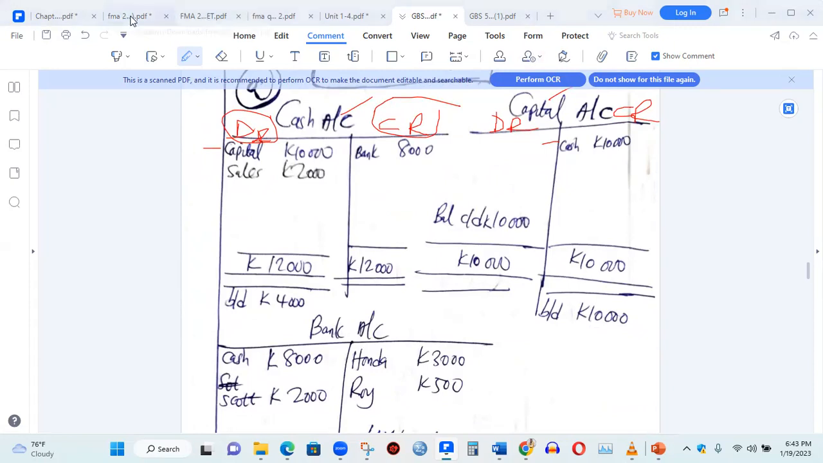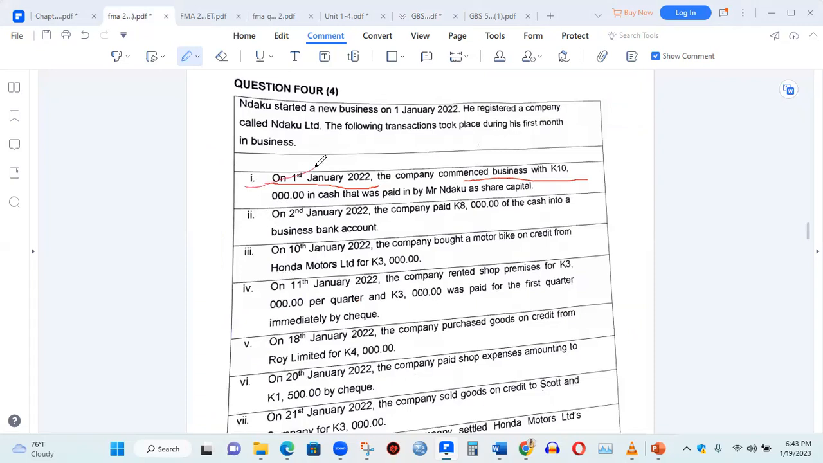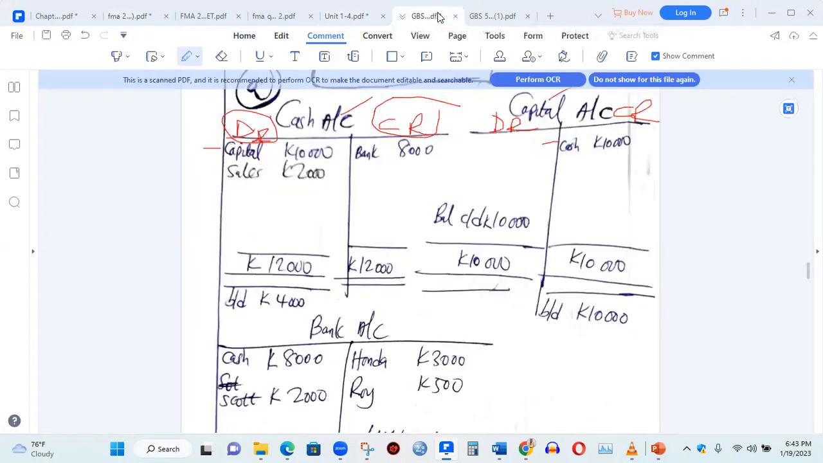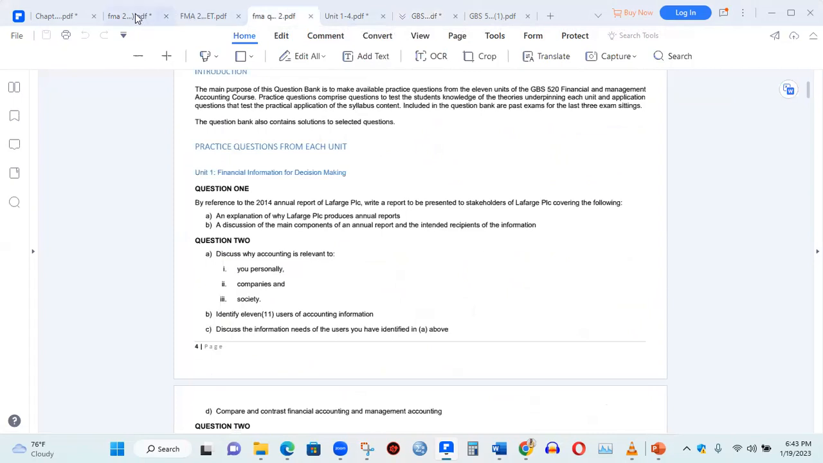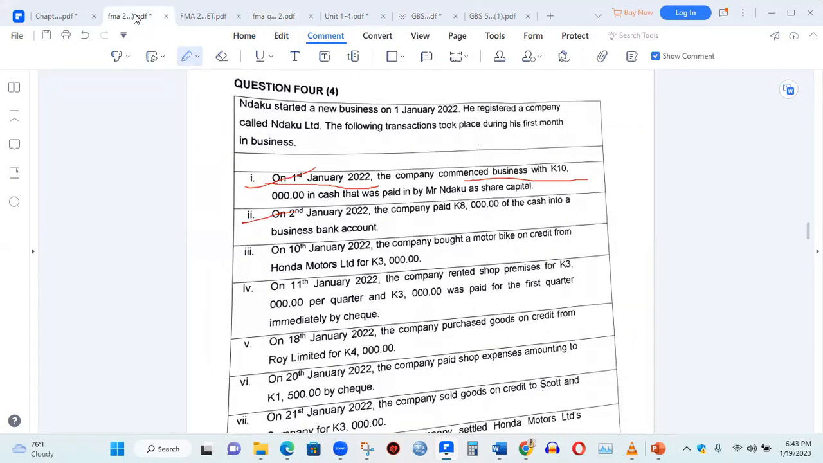Then we go for the other one. The other one is the second one. So this one is done. On the second one, the company pays 8,000 cash into the bank account. So you check which one is receiving as a debit and which one is giving. Which one is receiving and which one is giving. Okay, so meaning we can see that here, bank account 8,000 cash, and then we have the other one receiving.